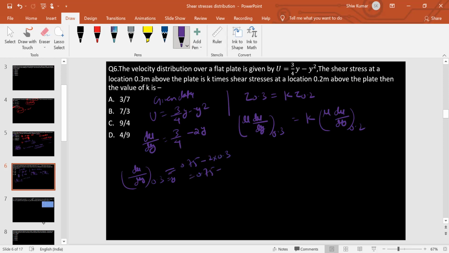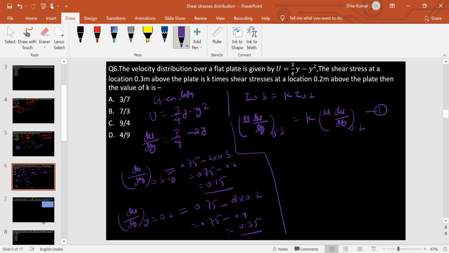So 0.75 minus 0.6, you will get 0.1. Similarly, you find out du by dy at y is equal to 0.2. It's 0.75 minus 2 into 0.2, and it is given as 0.35. So that value is substituted in equation number 1.